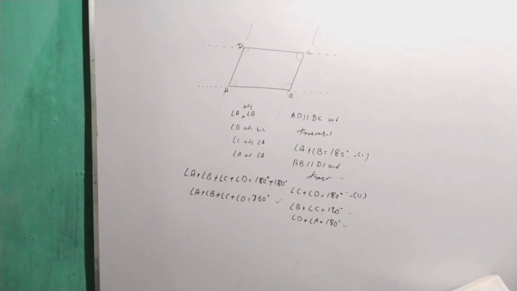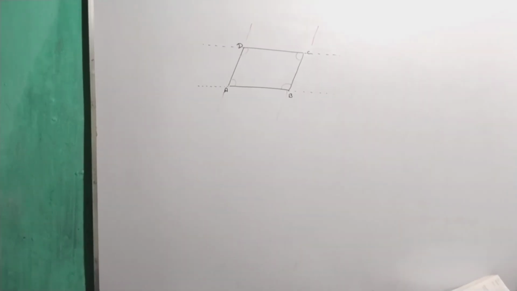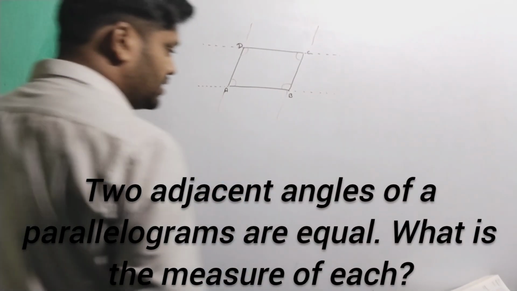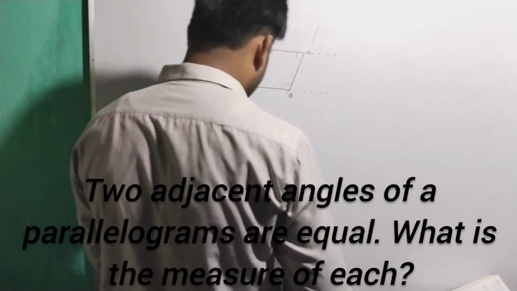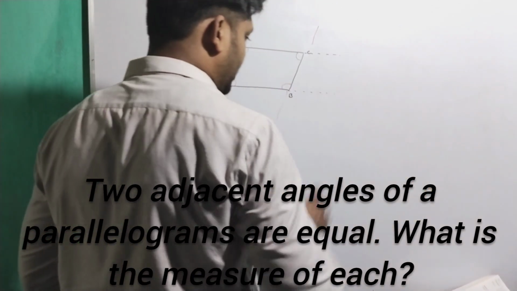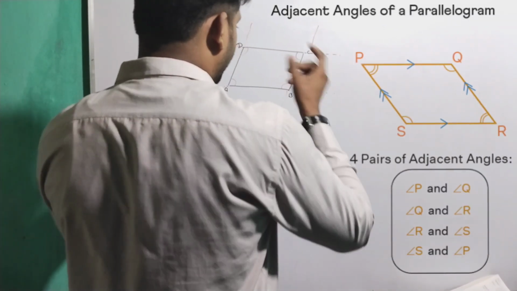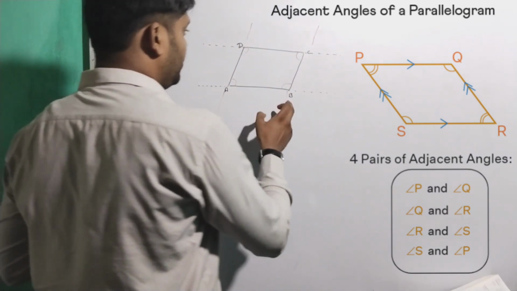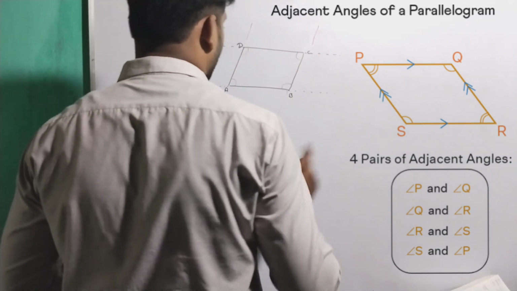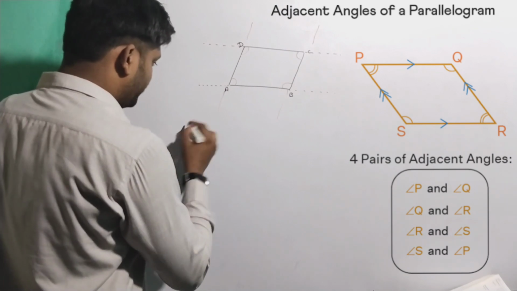Okay, let's go for the next one. The next question says that the adjacent angles are equal. Same diagram, the adjacent angles are equal. You have to find out the measure of each angle. Adjacent angles means AB or BC or CD or DA, they are equal. So you write they are equal, na?